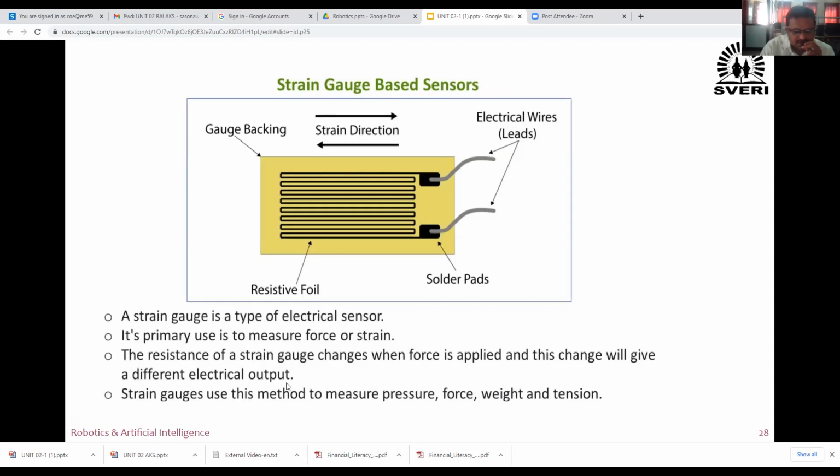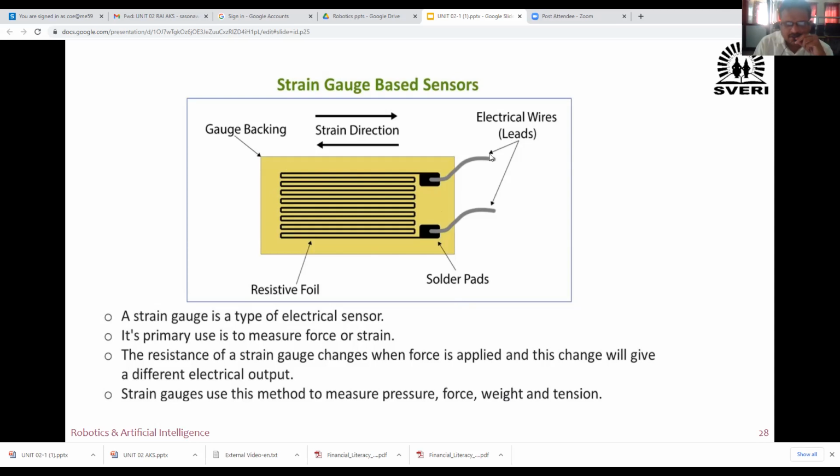Therefore, the resistance of the strain gauge changes when force is applied, which we are going to see in the animation. Strain gauges use this method to measure pressure, force, weight, and tension. Tension is also one type of force. Therefore, see that here the strain gauge is there. This is the strain gauge.